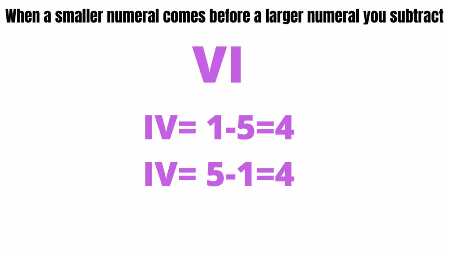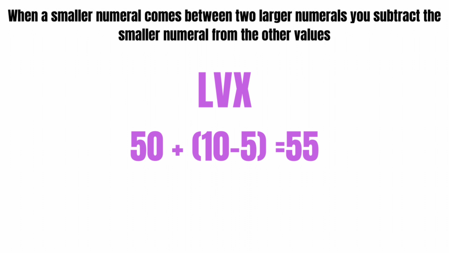You can solve it these 2 different ways, but make sure you remember that it's always going to be positive numbers, no negative numbers. And the very last one is when a smaller numeral comes between 2 larger numerals, you subtract the smaller numeral from the other values. So LVX. So we know L equals 50, V equals 5, and X equals 10. So I'm going to do 50 plus my 10 minus 5, or you can do 5 minus 10. Just make sure positive numbers at the very end. And I'm just going to solve for that. So that's going to give me 55.